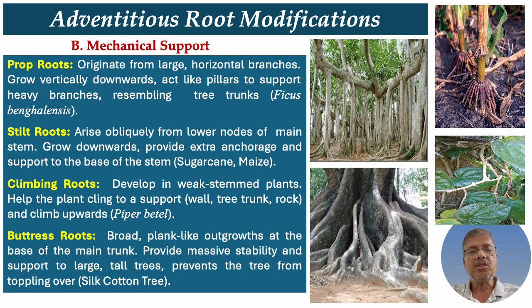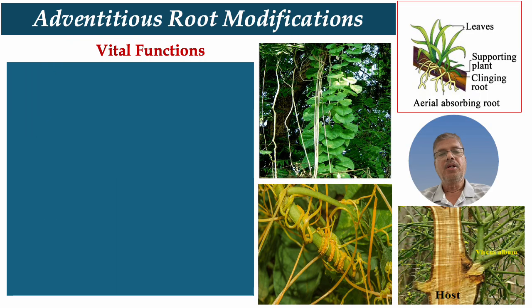Buttress roots. These are broad plank-like outgrowths at the base of the main trunk spreading horizontally along the soil surface. They provide massive stability and support to large, tall trees. Prevents the trees from toppling over. Example: Bombax ceiba.